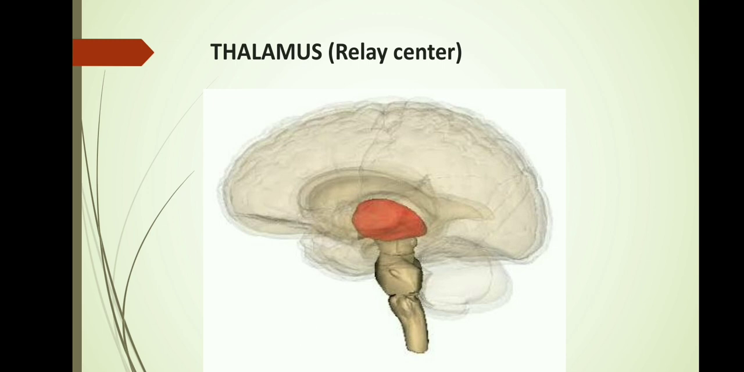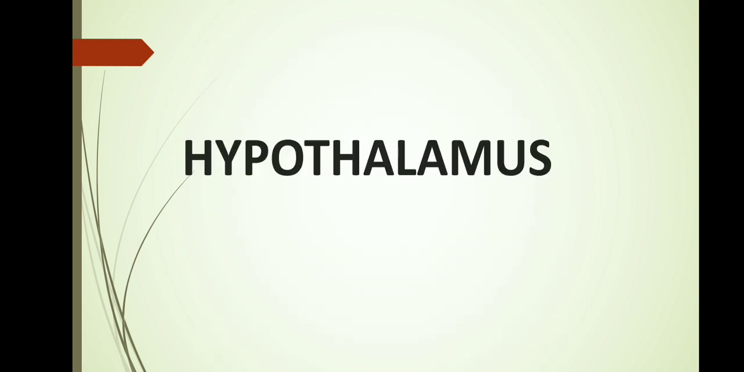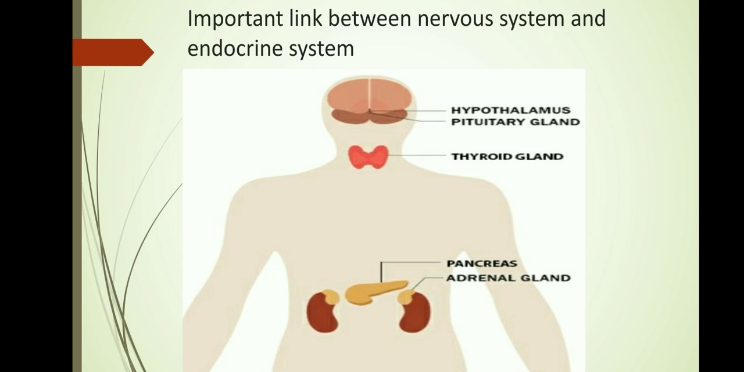Now let's discuss the next part of the diencephalon, which is the hypothalamus. So hypothalamus is a very important part which is going to control the involuntary activities of our body. Now let's take a look at what activities are controlled by the hypothalamus. Hypothalamus is a very important link between the nervous system and the endocrine system. The endocrine system is going to produce the hormones. In our upcoming videos, we will discuss what hormones are and how they are produced.